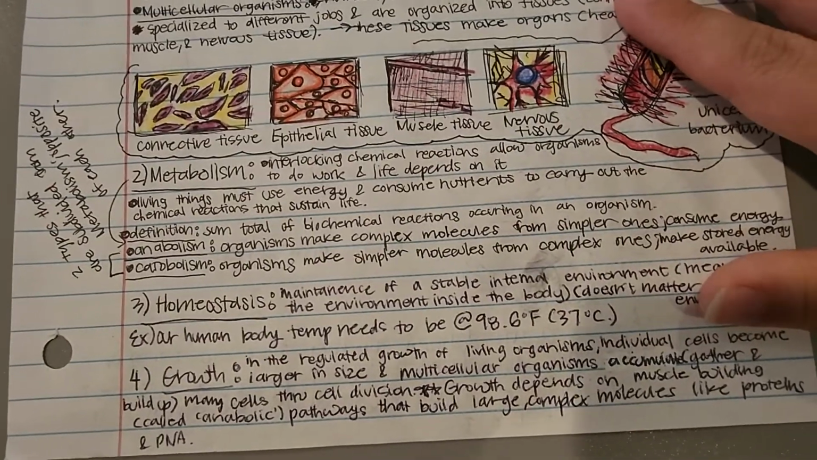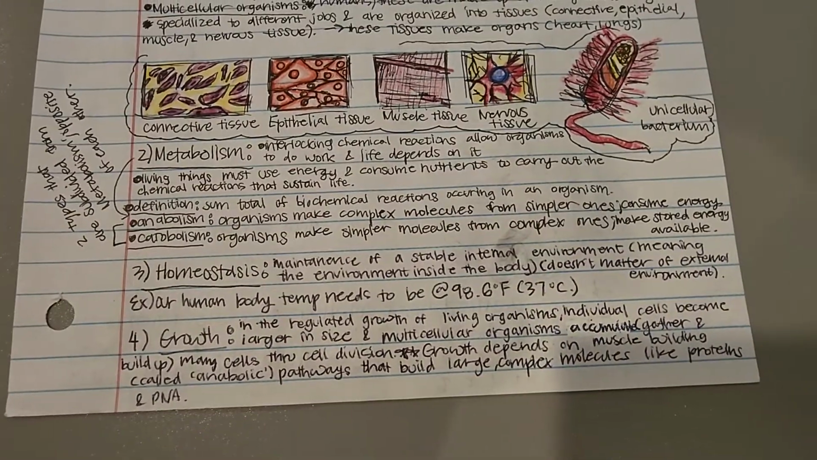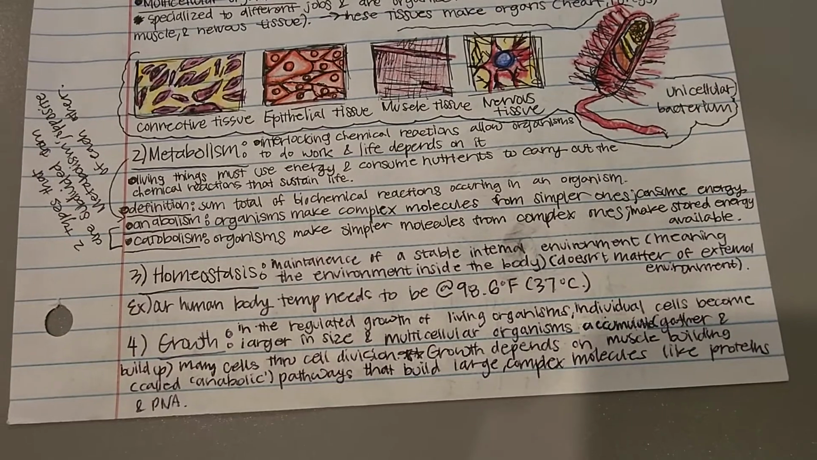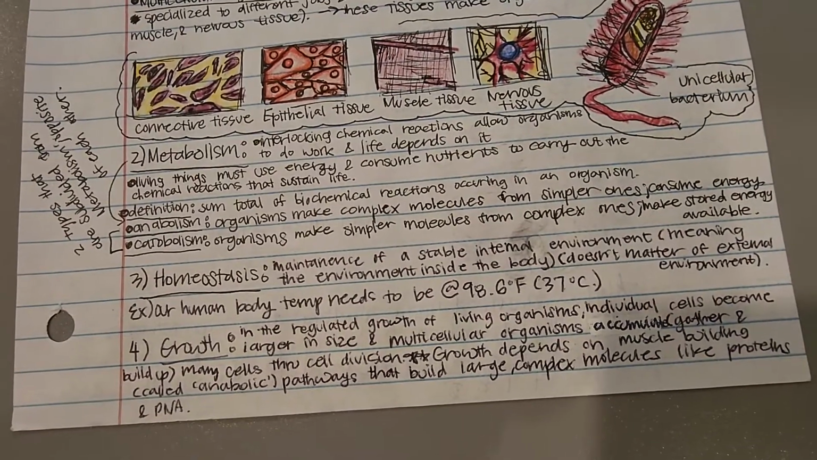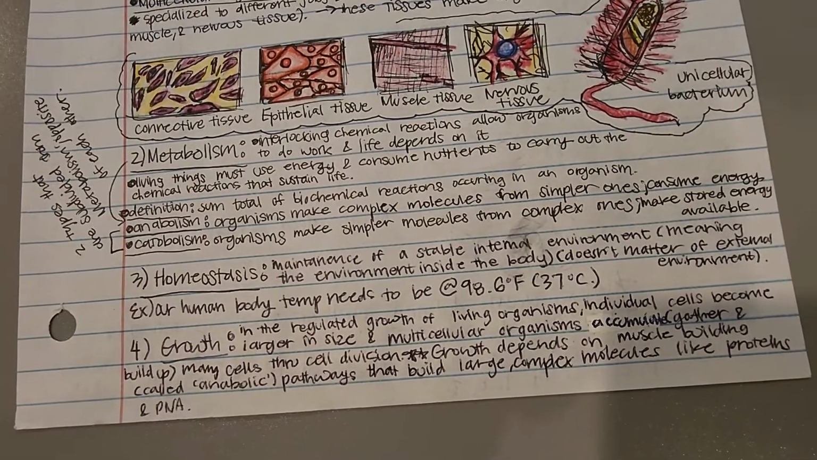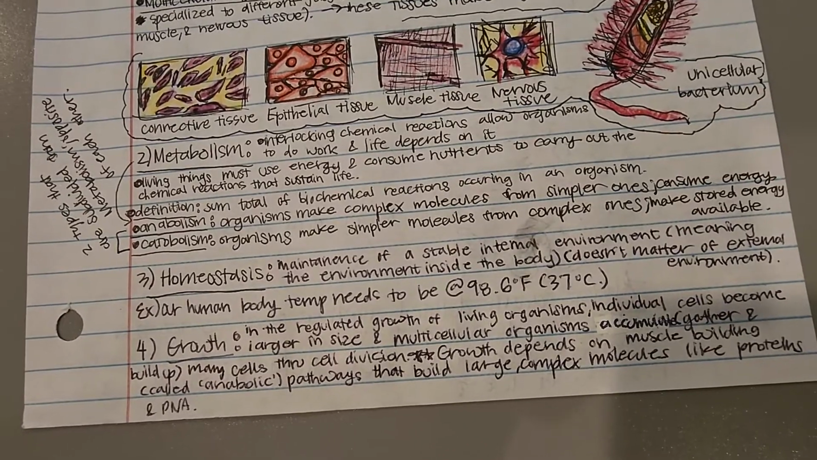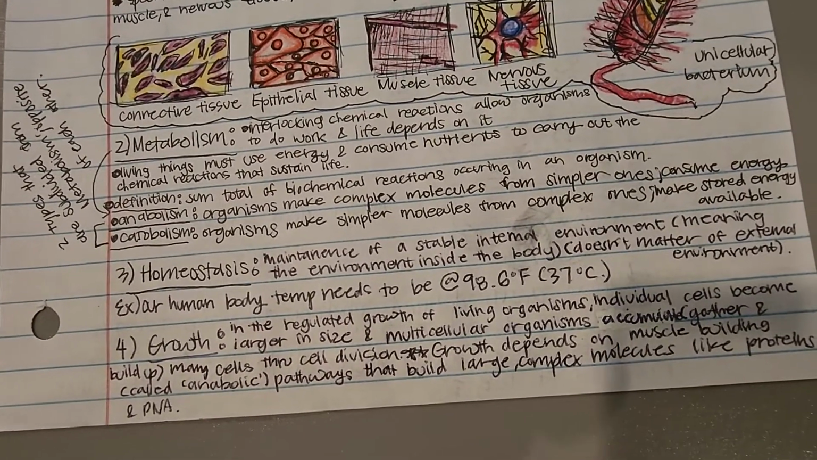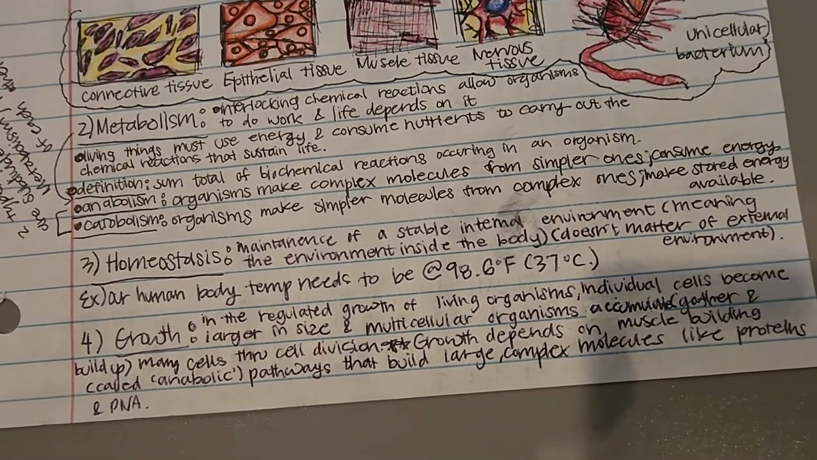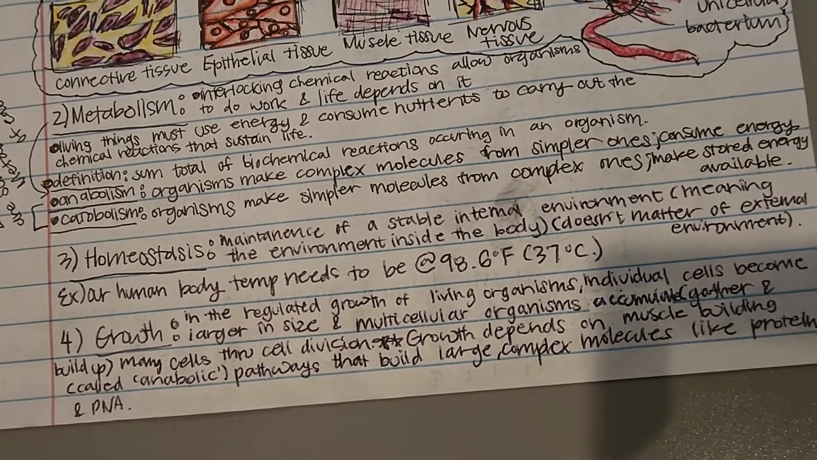2. Metabolism. It is interlocking chemical reactions allowing organisms to do work, and life depends on it. Living things must use energy and consume nutrients to carry out the chemical reactions that sustain life. Definition: the sum total of biochemical reactions occurring in an organism.